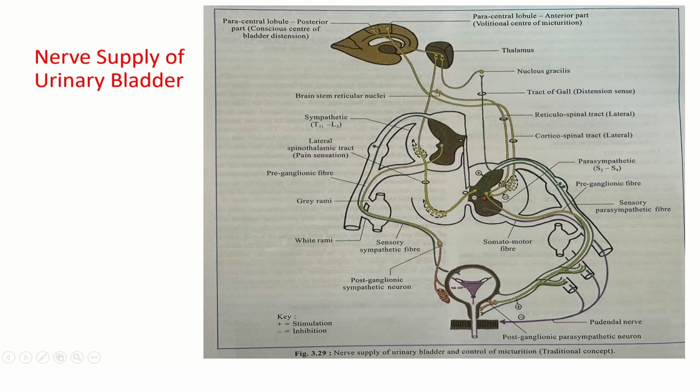same thing by the S2 S3 S4 segments, then anterior horn cells of the S2 S3 S4 segments through the pudendal nerve. So they are going to dilate the voluntary sphincter, that is the sphincter urethrae muscle, which is a voluntary muscle, that is the external urethral sphincter, and completes the act of micturition. This is how three different loops are controlling the act of micturition.